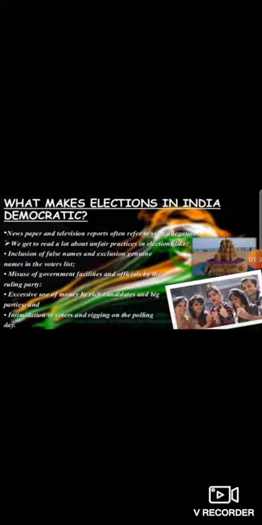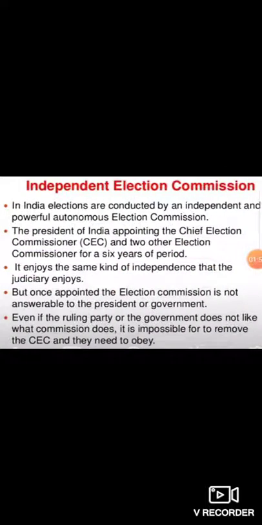This becomes clear if we ask a basic question: can a party win an election and come to power not because it has popular support but through election malpractices? This is a vital question. Let us carefully examine various aspects of this question. Now students, the Independent Election Commission.